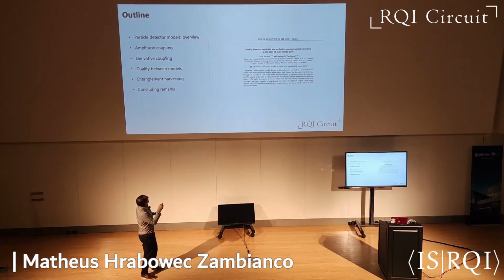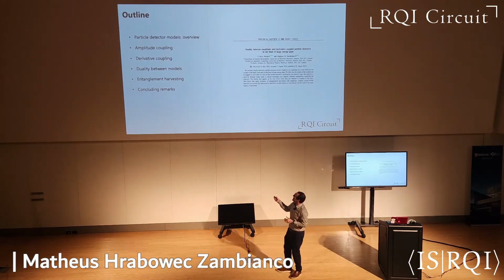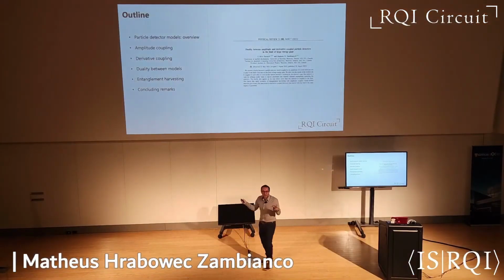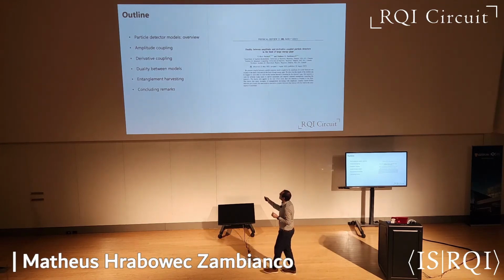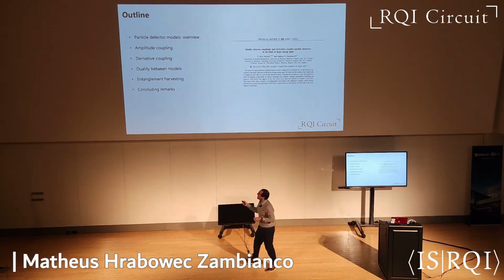The outline will be as follows. First, we're gonna give a quick overview about a topic that maybe you are not familiar with, or maybe you are having some dreams with, particle detector models. Then we are gonna consider instances where the particles couple to the amplitude of a quantum field, instances where the particle couples with the derivative of the field, and then we are gonna see how we can get a duality between those two models. Finally, some comments on how this duality translates for cases where we can study entanglement harvesting, and the concluding remarks after that.